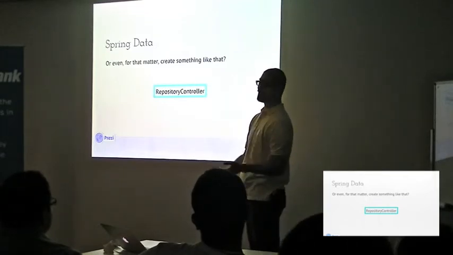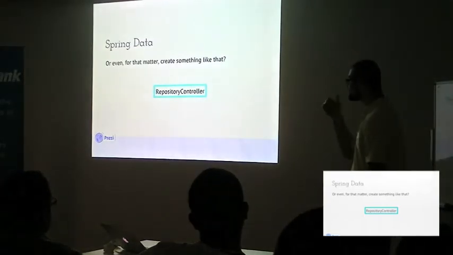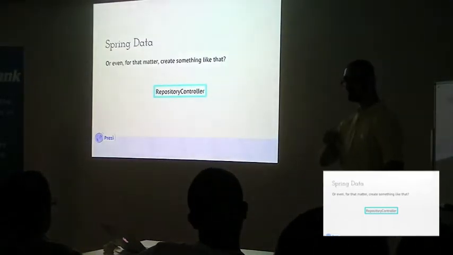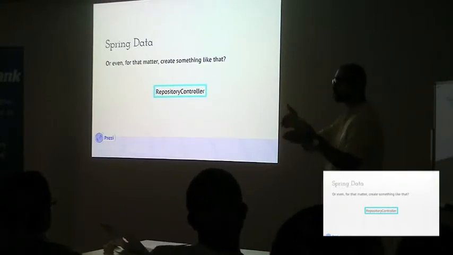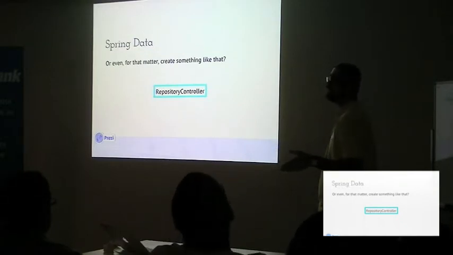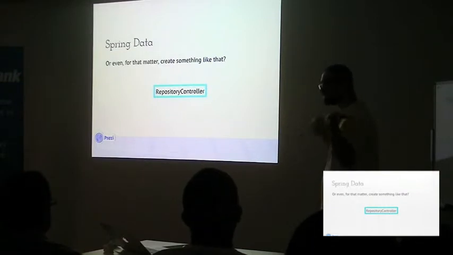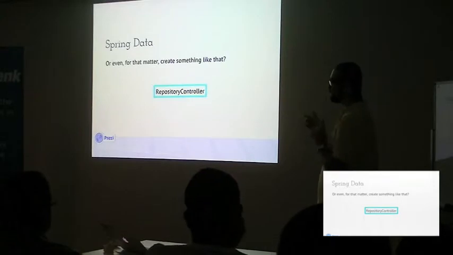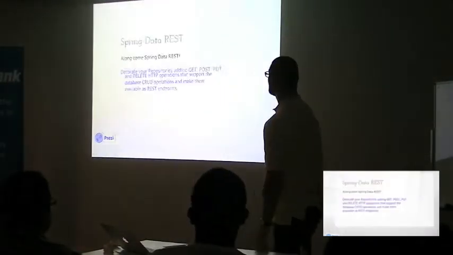There's a lot more going on in the background, which I'm not going into detail here, but that's pretty much what it does. It gets your repos and says, okay, so I have a save operation, I have to translate that to a POST HTTP. I have a delete operation, so that would be a DELETE HTTP. Update, PUT HTTP. And that's the power of it. You don't really have to write all that stuff. However, what you do have to write is validation, but I'll get to that later. So it's Spring Data REST.